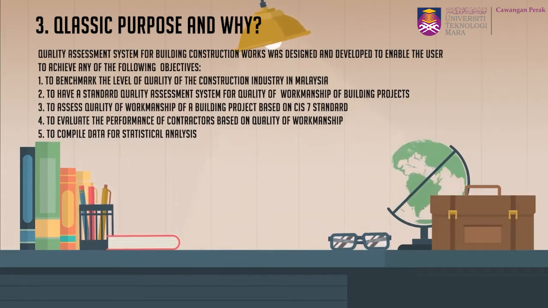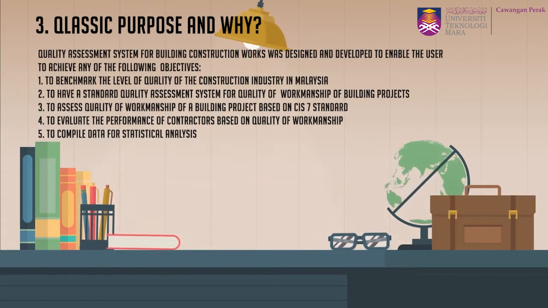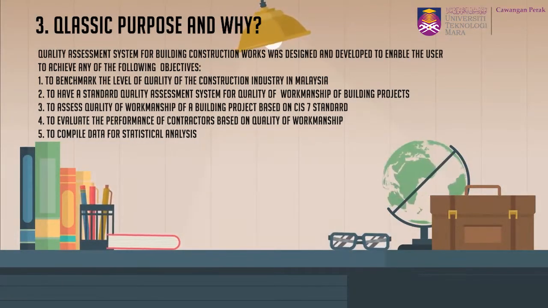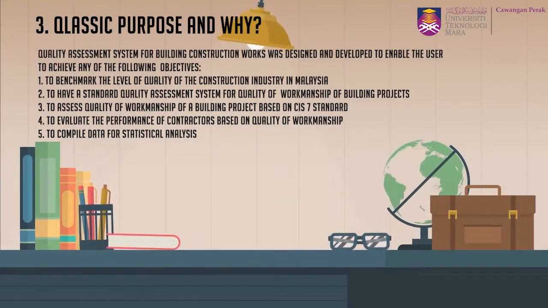So, what is Qlassic's purpose and why is it needed in the construction field? The quality assessment system for building construction work is the longer name of Qlassic. It was designed and developed to enable the user to achieve any of the following objectives. So 5 objectives have been laid out. The first one is to benchmark the level of quality of the construction industry in Malaysia. The second one, to have a standard quality assessment system for quality of workmanship of building projects.